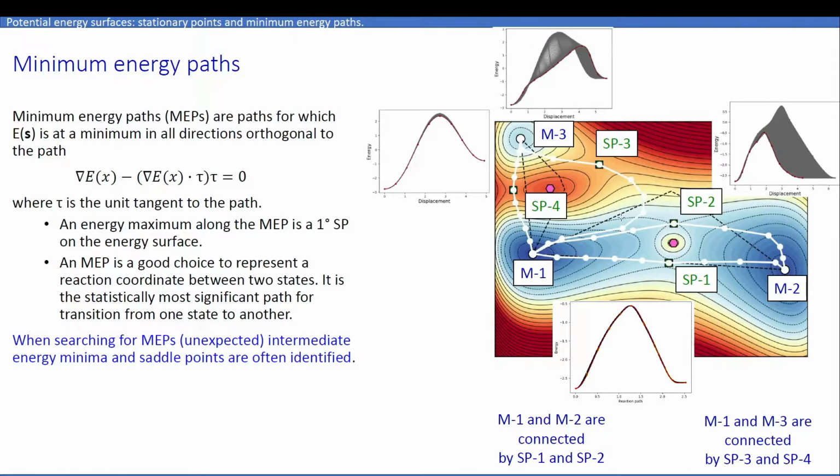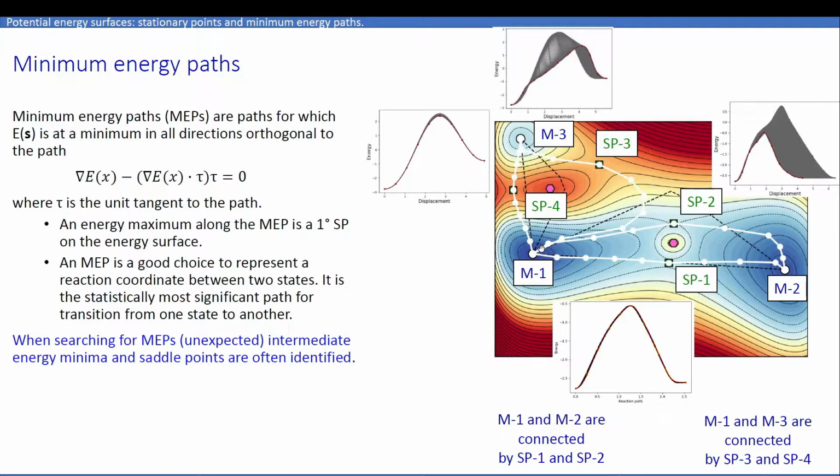There may often be multiple minimum energy paths that lie between and connect two energy minima. The maximum along a minimum energy path is a first order saddle point on the energy surface. Therefore, by identifying a minimum energy path connecting two minima, one obtains the corresponding first order saddle point as well.